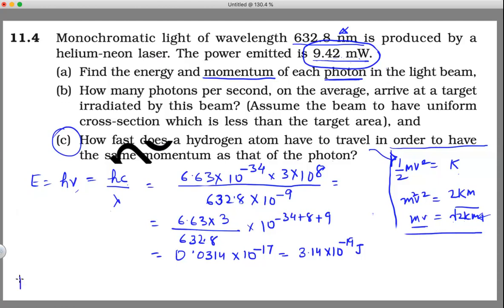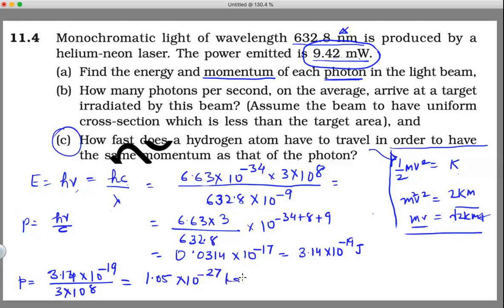Now we will find the momentum. Momentum is the energy, 3.14 into 10 raised to the power minus 19, divided by c. Momentum is h nu by c, so 3 into 10 raised to the power 8, which is roughly 1.05 into 10 raised to the power minus 27 kg meter per second.